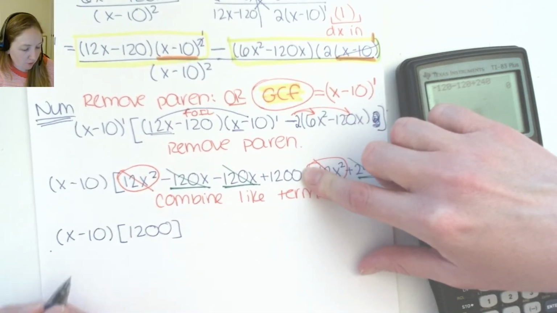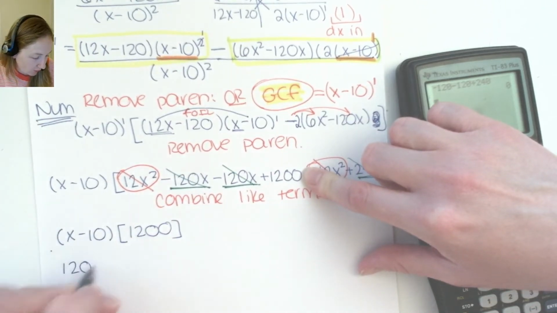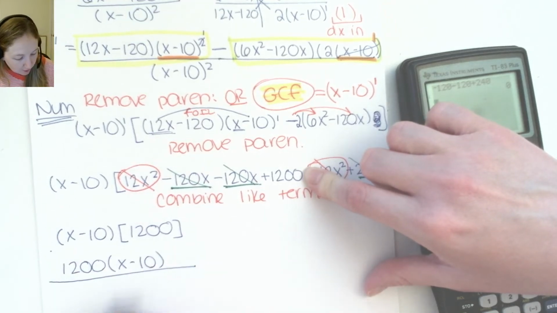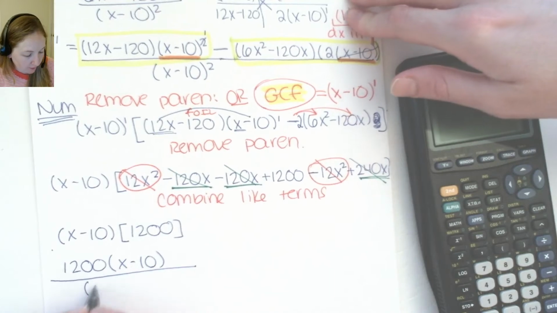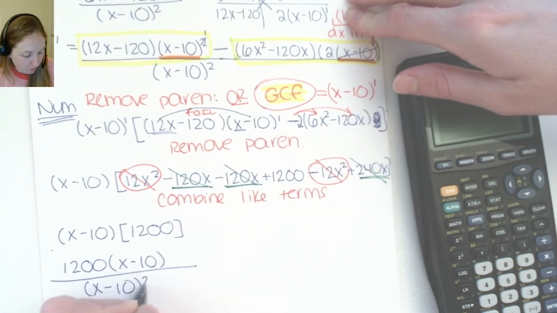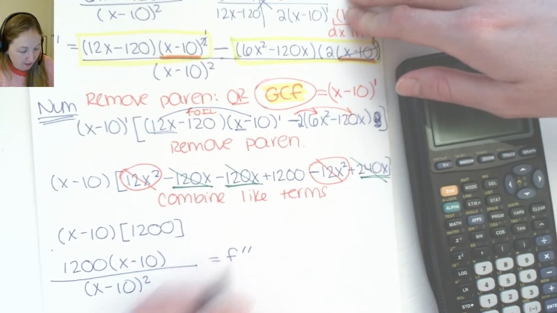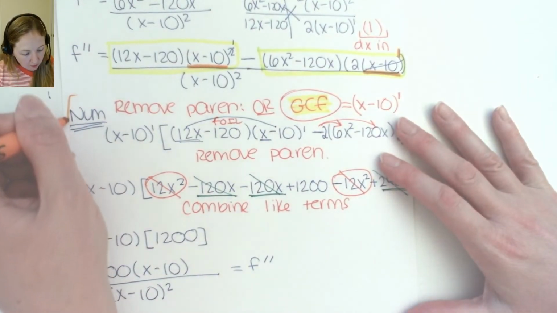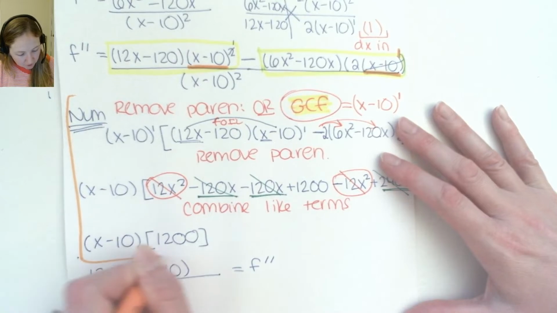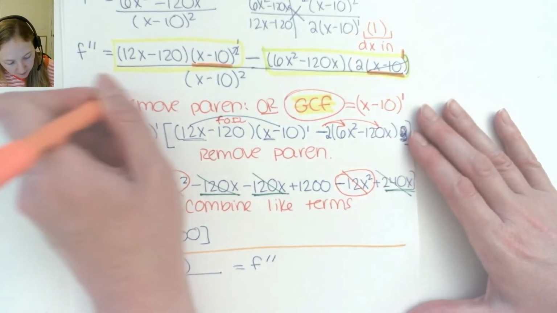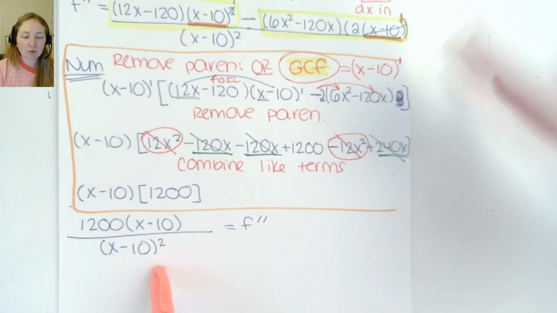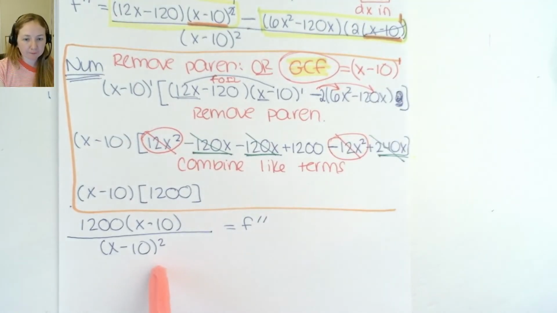Okay, and so of course that can be written as just 1200 times x minus 10. And then now I'm going to put that over my bottom squared, my x minus 10 squared. And that is my second derivative. So we kind of do this long factor out the GCF process. And then once we have that GCF factored out, then we put back in that bottom squared.